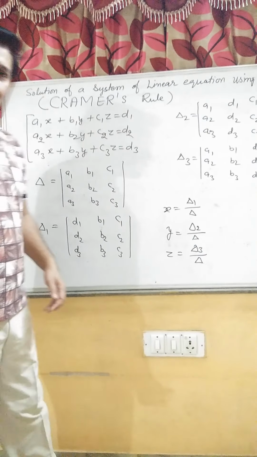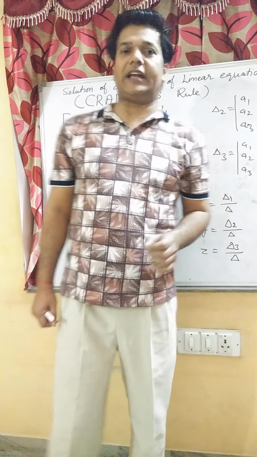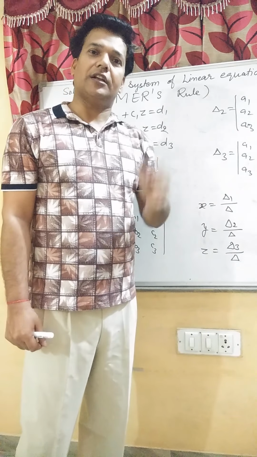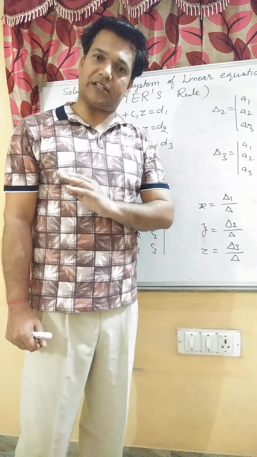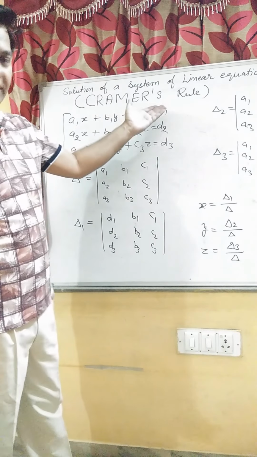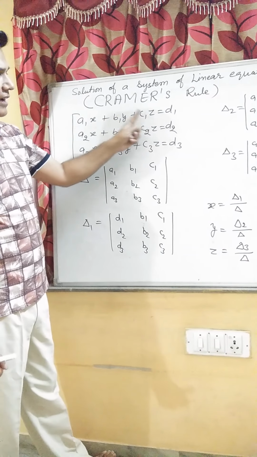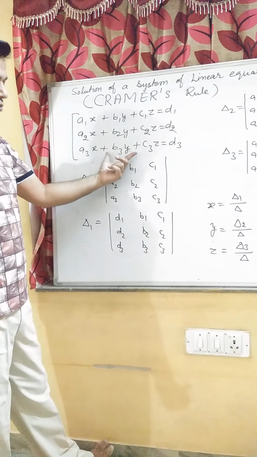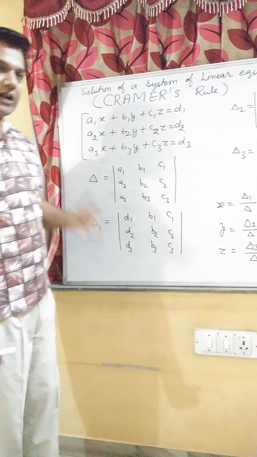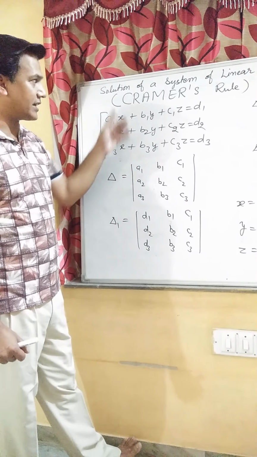Good morning, students. Today we are going to learn about the solution of a system of linear equations by using the inverse matrix method or by Cramer's rule. First, we are talking about Cramer's rule, in which these are the linear equations a1x plus b1y plus c1z equals d1, like that, and two more. These three linear equations make a system, and we have to find the solution for this system by using Cramer's rule.